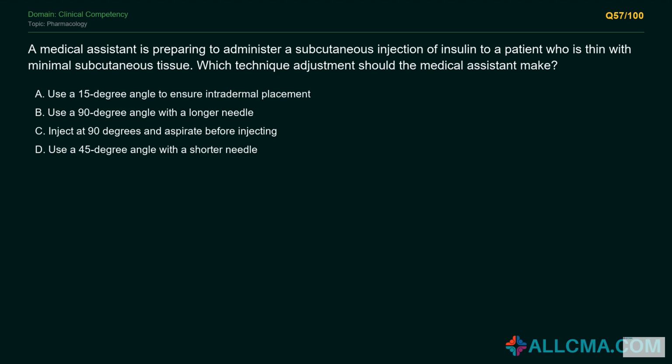Option A. Use a 15-degree angle to ensure intradermal placement. Option B. Use a 90-degree angle with a longer needle. Option C. Inject at 90 degrees and aspirate before injecting. Option D. Use a 45-degree angle with a shorter needle.